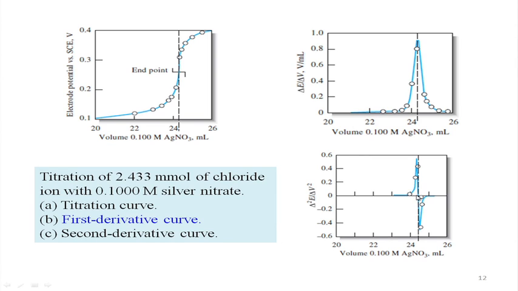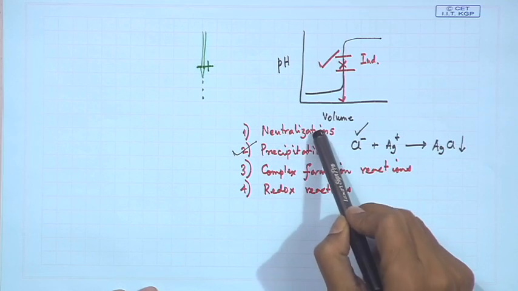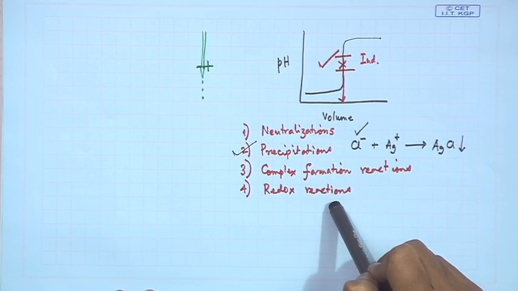So, all these titrations you can monitor and determine, and you get the end point, such that only the electrode potential you can handle, and that electrode potential can give rise to the end point for all these determinations of the different types of titrations, starting from neutralizations, precipitations, complex formation, as well as redox reactions.